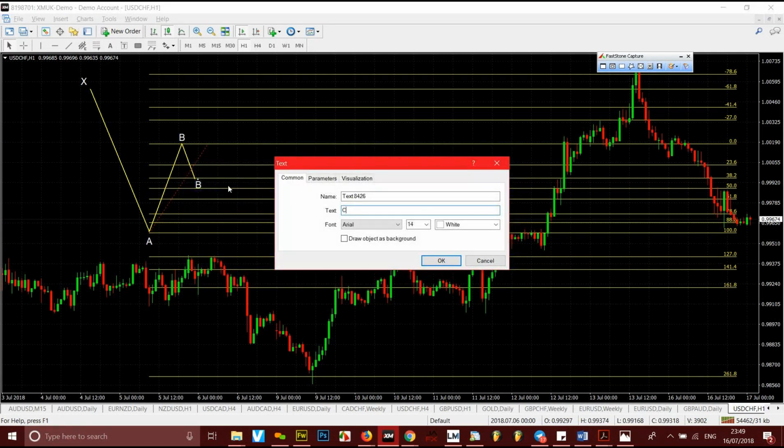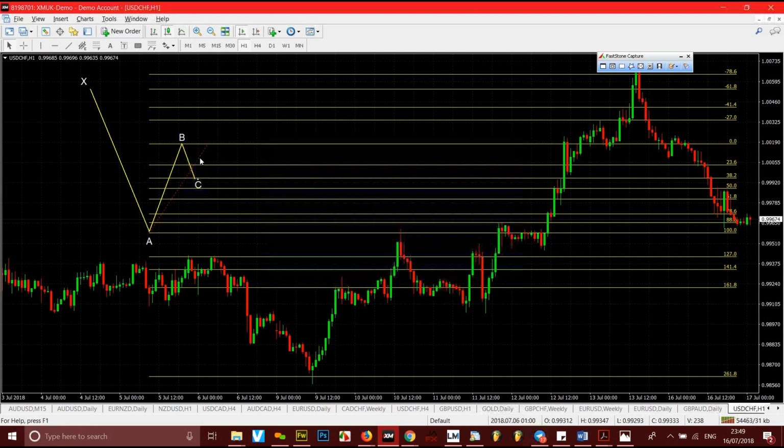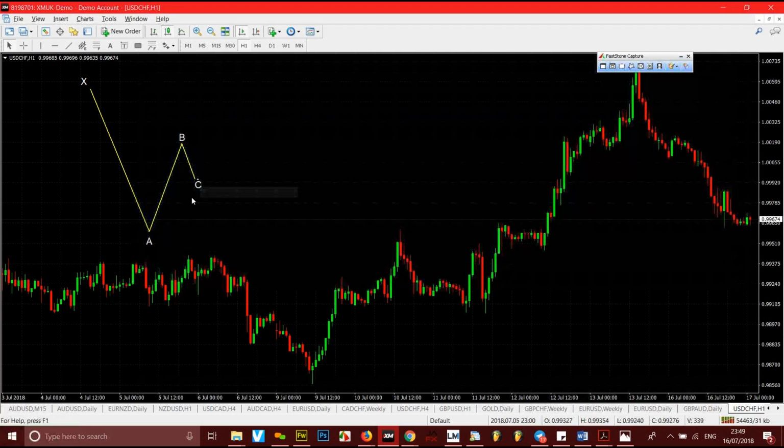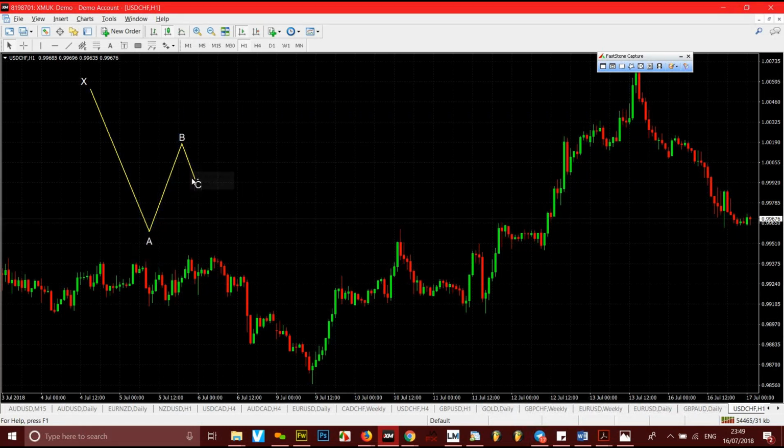See? So what are we looking for now? Yes, the extension. So we're looking for our D leg because this is the AB pullback. So we're looking for that continuation to the upside. This is the AB pullback. We're looking for the continuation to the upside. Or you can say BC pullback, so the pullback of BC or the continuation of AB.